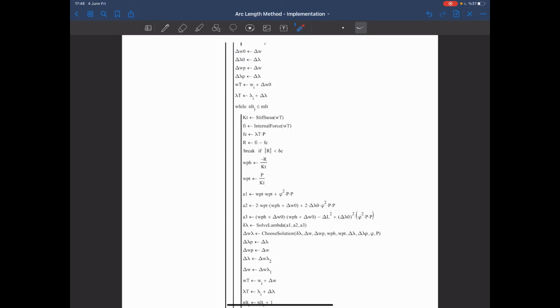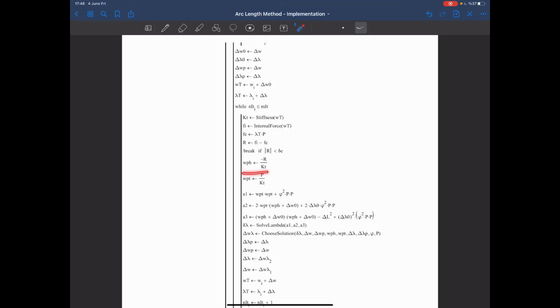The first iteration, calculate the tangent stiffness using the current displacement. Calculate the internal forces using the current displacement. Now the external force is the total lambda, whatever the load scale factor I have at this converge stage. And the predictor solution, I multiplied with P. Now from that I get the residual force. If the residual force is smaller than a particular value, I stop.